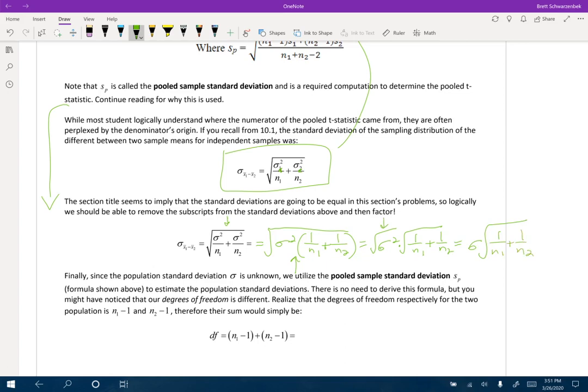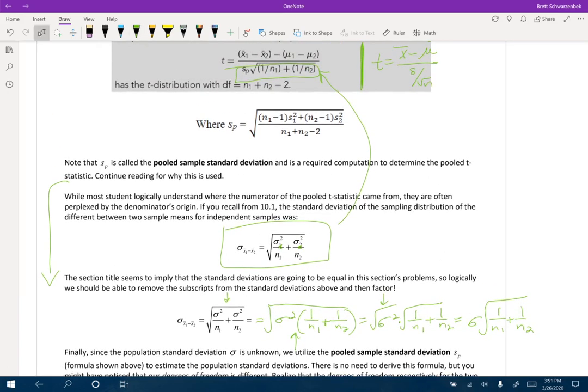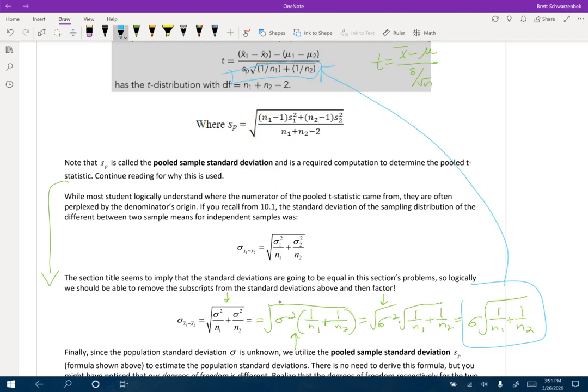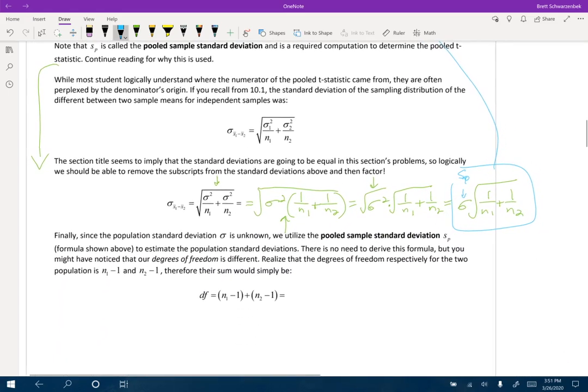So the key is, if you look at the formulas that we have so far, look at this right here, and look at this, they are basically identical, except we use Sp in order to estimate sigma in our problem. So that's where the formula actually comes from. They're basically the same thing. It's just a little bit of algebra that gets you there.